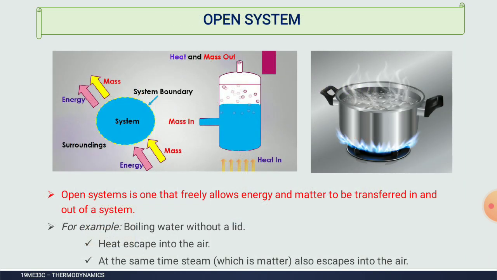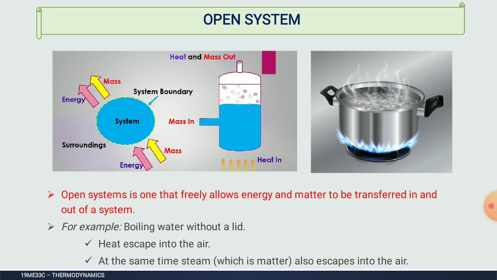Here, open system: we have to heat the water in an open pan. Some amount of heat is transferred from the stove to the pan and from the pan to the water. Also, due to the heating of water, some steam is produced and escapes to the atmosphere from the pan. Therefore, there is energy interaction in the form of heat from the stove to the water, and mass interaction from the pan to the atmosphere in terms of steam. This is an example of an open system.